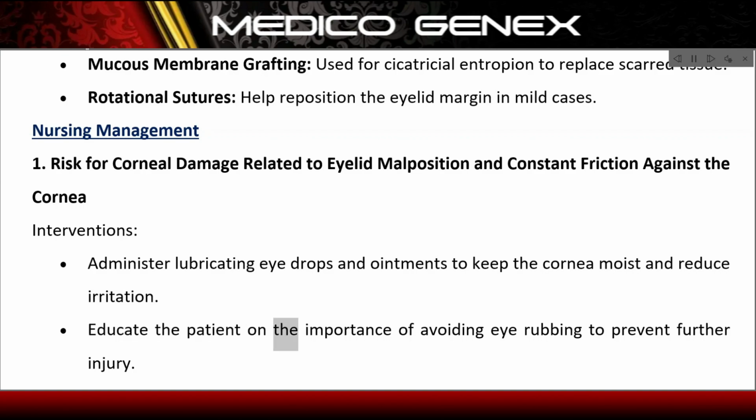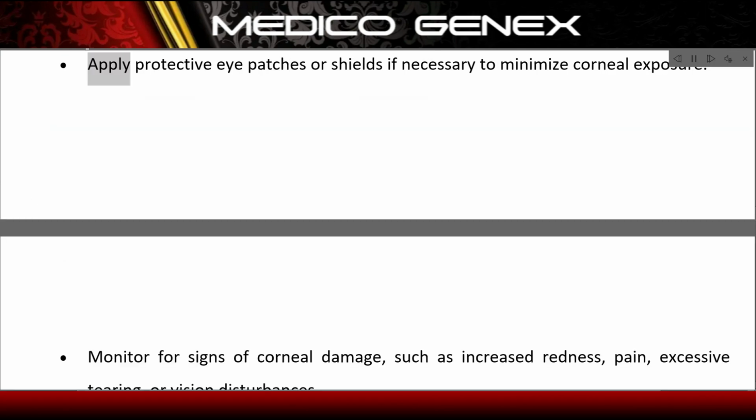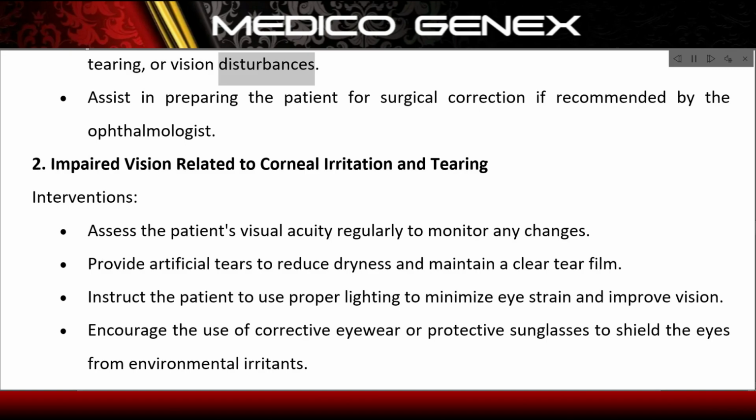Educate the patient on the importance of avoiding eye rubbing to prevent further injury. Apply protective eye patches or shields if necessary to minimize corneal exposure. Monitor for signs of corneal damage, such as increased redness, pain, excessive tearing, or vision disturbances. Assist in preparing the patient for surgical correction if recommended by the ophthalmologist.